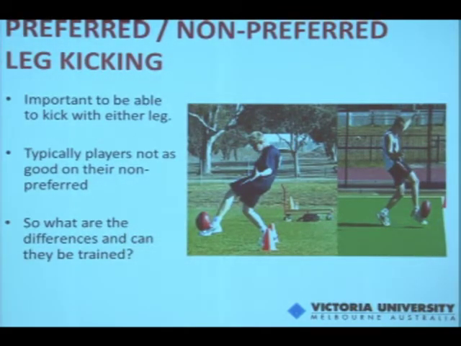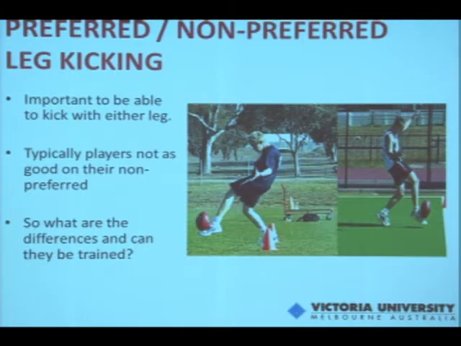So that's our distance work and that's our impact work. The third strong area of focus is preferred and non-preferred leg kicking. It's important to be able to kick with either leg. In a lot of sports, they need to do it. In AFL, it's essential. In Gaelic football, it's essential. And in rugby league and rugby union, it's starting to develop as both a surprise tactic, but also as a means to get out of trouble, making it more difficult for defenders.